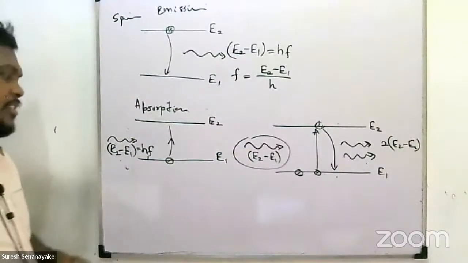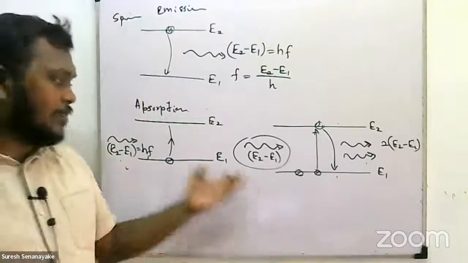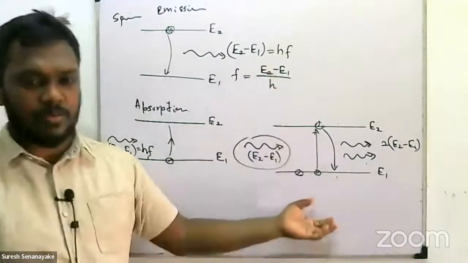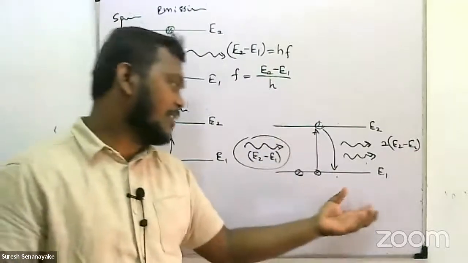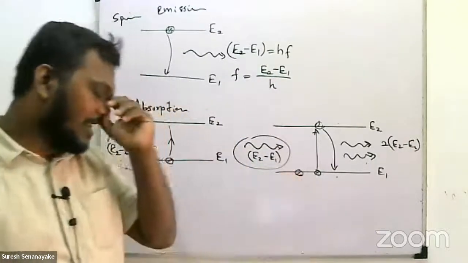So that's called the stimulated emission. Stimulated because we stimulate it by giving energy, then they rise to the higher levels and they come back due to the spontaneous emission. So they combine this process together, we call that the stimulated emission.